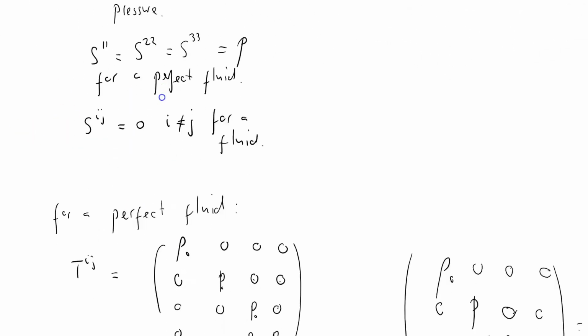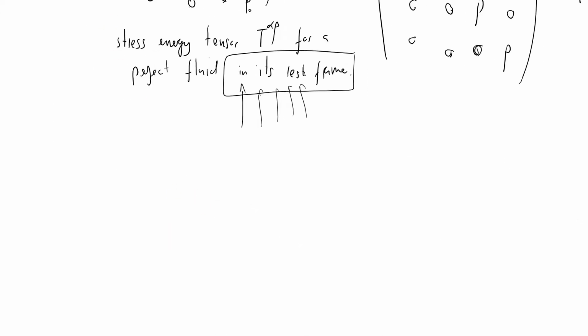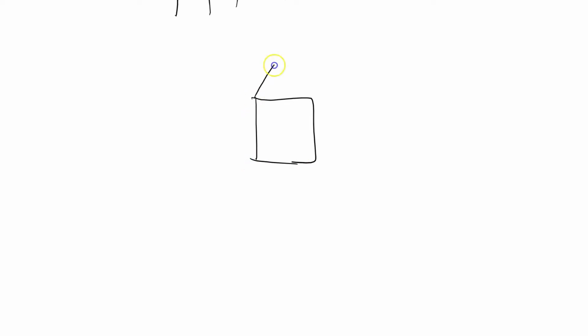So what does it mean to be in its rest frame? Well, we've got a little control volume, and it's full of some stuff there. It might be water or air. And what I've got here, there's me, and I'm looking at this control volume here, and I'm wondering what its stress-energy tensor is. And of course I've got an answer, rho 0, p0, p0, p0, with zeros off the diagonal.